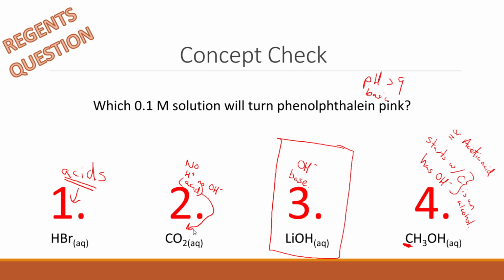It needs to be a base, right? Because they're asking us about turning phenolphthalein pink, which table M tells us needs a pH greater than 9. We know that a pH greater than 9 is basic, so we're looking for the one of these that's a base. Starting with an H, that's an acid. Aqueous CO2, that's an acid. LiOH, that's a base. And CH3OH, starts with a C, has an OH. It's an alcohol, not a base.